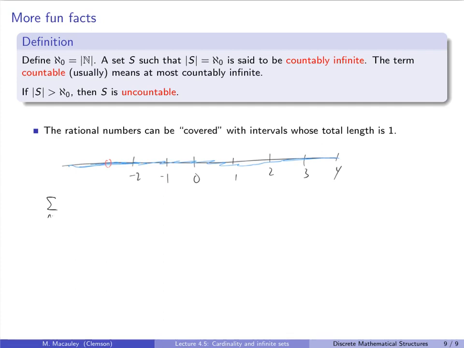Remember that the infinite sum from n equals 1 to infinity of 1 over 2 to the n is 1/2 plus 1/4 plus 1/8 plus 1/16 plus 1/32, etc. This thing equals 1. Now think of this as a frog that's leaping halfway to the wall, then a quarter of the way, then an eighth of the way. The total distance traveled is going to be 1.